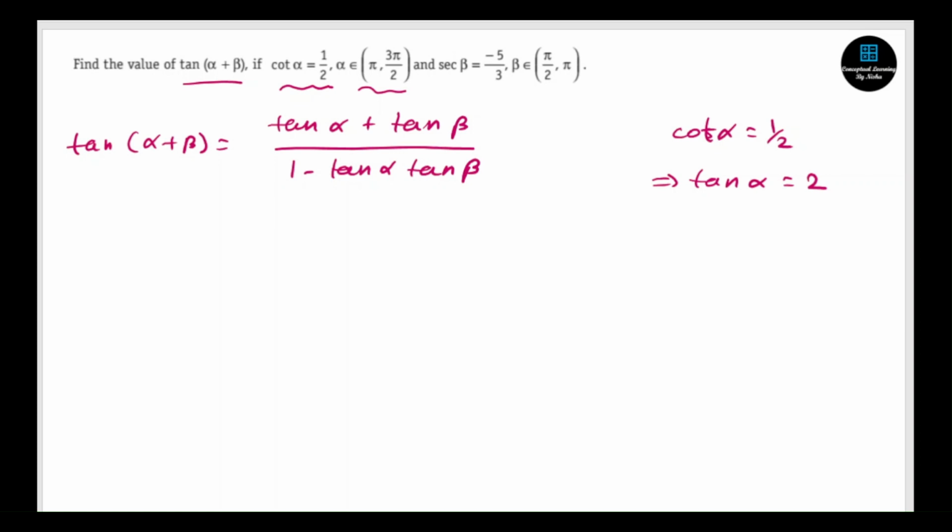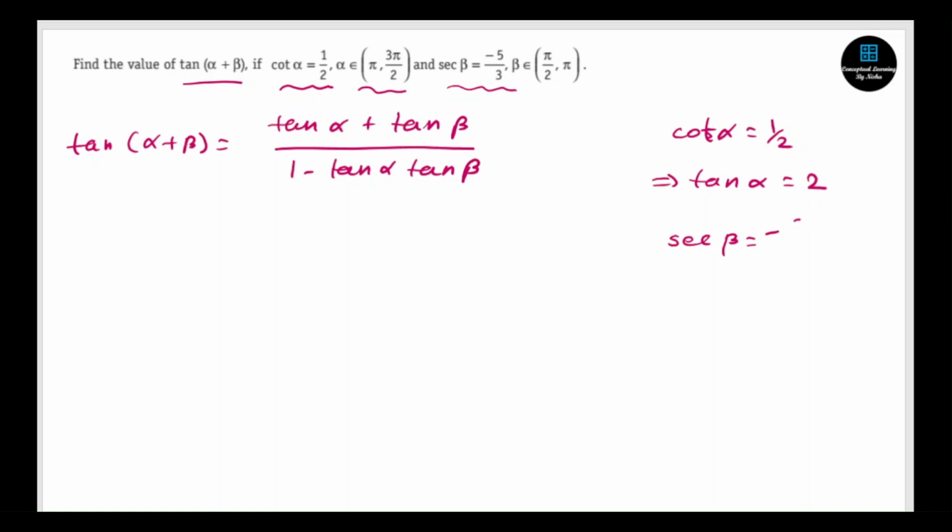Alright. Now sec beta is equal to minus pi over 3, and beta belongs to pi by 2 to pi, meaning the second quadrant. Now in the second quadrant, tan is negative. Alright, so I'll write this first: sec beta is equal to minus pi by 2.